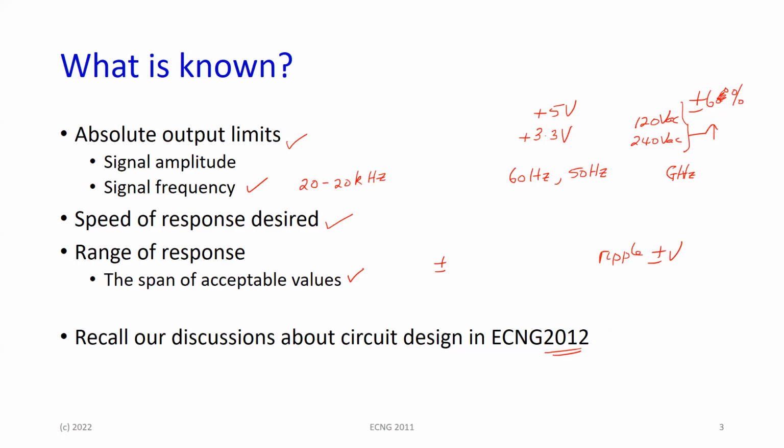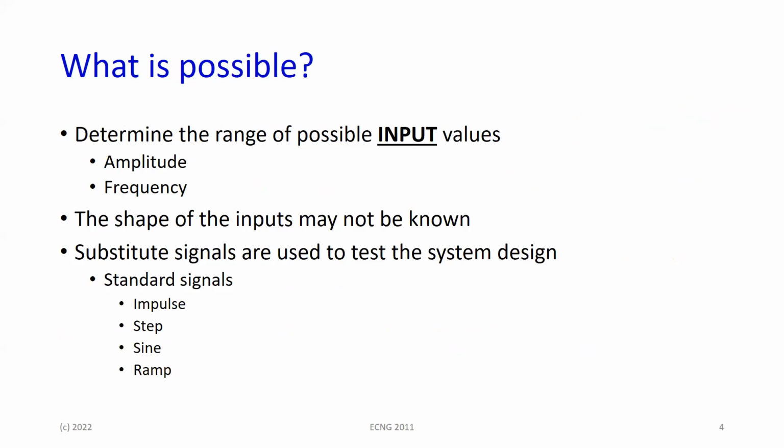Okay, so all of those things, you know that. All right, you can't design something unless you know something about what is the situation that you're going to meet. And then what you have to do, again, what is possible is to determine the range of possible input values, again, for frequency and amplitude. What you will not know is what sort of shape the input will take.